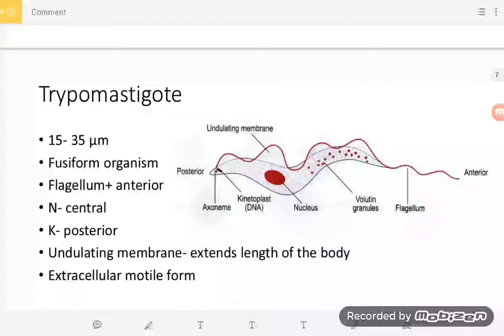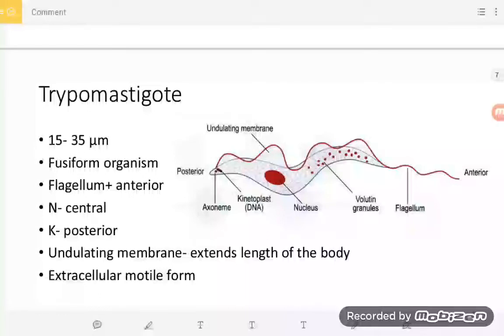So normally in Trypanosoma species, if they ask related questions, they ask you to draw the infective form or the forms present in the blood sample in humans. So when you are drawing, you have to consider the morphological features, the actual features. This is a very nice picture of the trypomastigote form. You have to mention the posterior part and the anterior part.